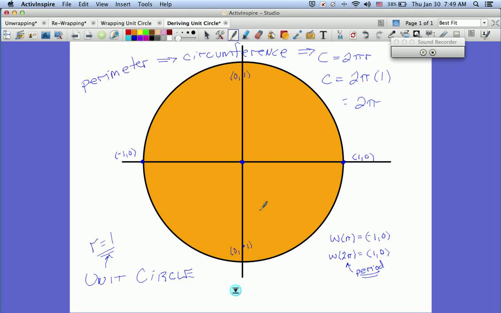All right, so what would a wrap of pi over 2 be? Well, a wrap of pi is half the circle, and a wrap of half pi would be half of that. So we're at (0, 1). And how about a wrap of 3 pi over 2? Well, that's 1.5 pi. Here's 1 pi and a half a pi. (0, -1). All right, well, those are kind of easy, right? They're set on the axes. They're what we call quadrantal angles.